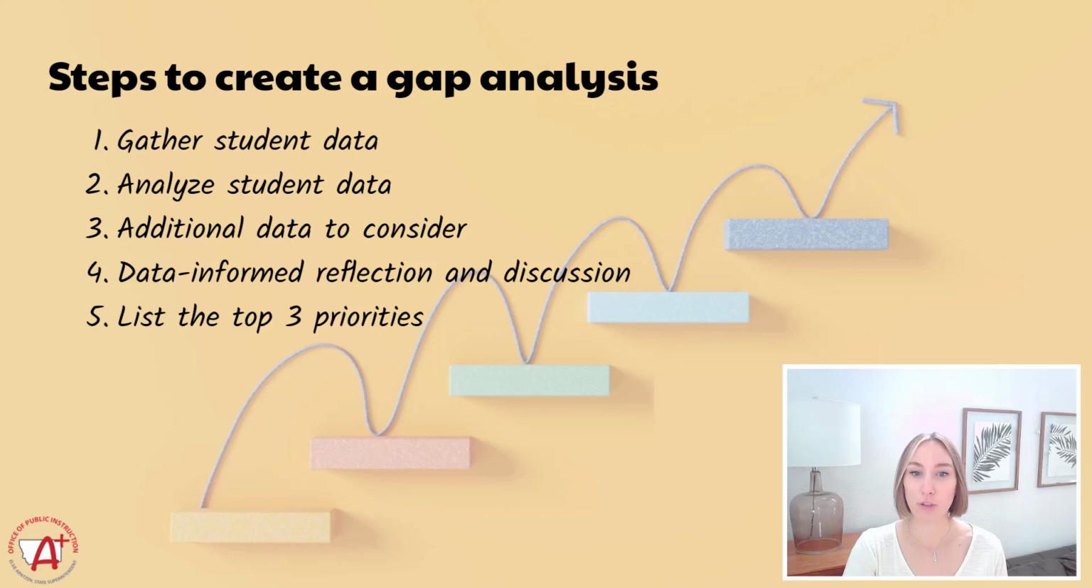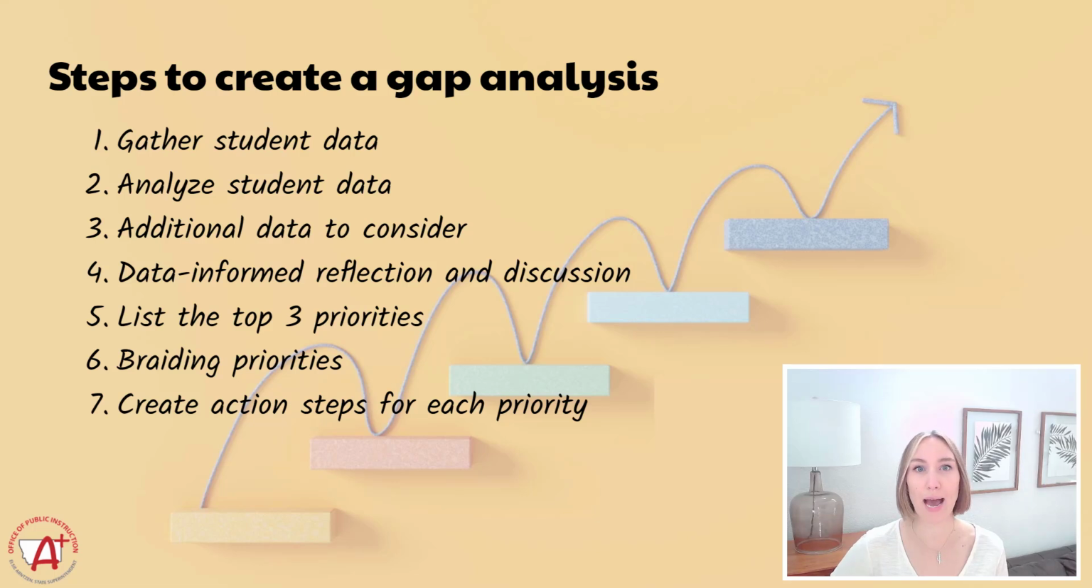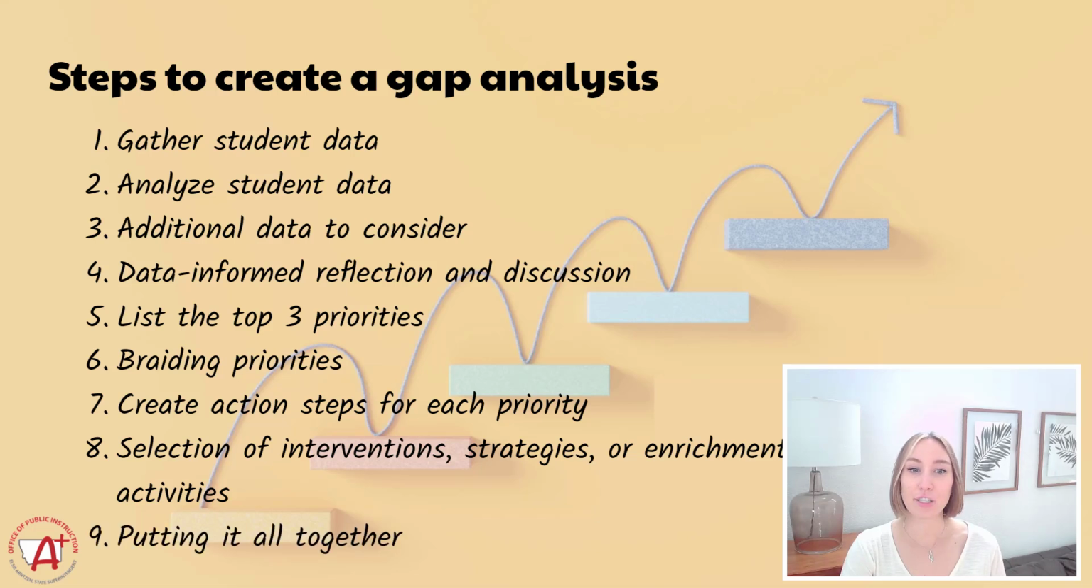In step 5, you'll use that data that you've just looked at to identify the top 3 priorities for your school. Step 6 is going to ask you to identify any current initiatives or systems and how well they align with the top 3 priorities that you identified. And then in step 7, you're going to brainstorm action steps, such as who's in charge and what needs to be done in order to address those priorities. Finally, steps 8 and 9 ask you to explore evidence-based interventions, strategies, or enrichment activities, and then put it all together.